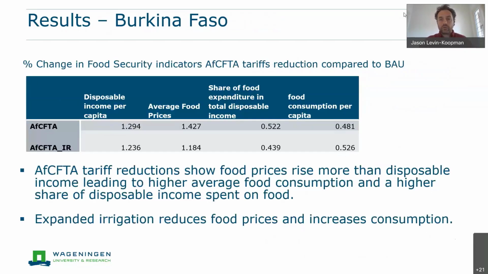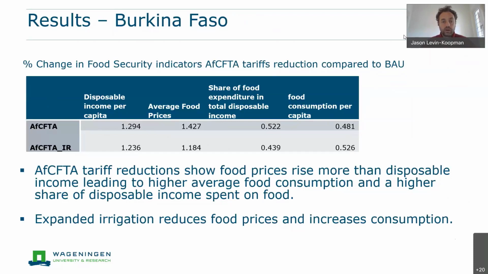So now going back to the food security indicators for Burkina Faso in particular. The top row of this column is copied from the previous slide, which showed these results for all African regions, but now this is particularly Burkina Faso. The top row is the tariff reductions only, and the bottom row is also including the irrigation expansion.